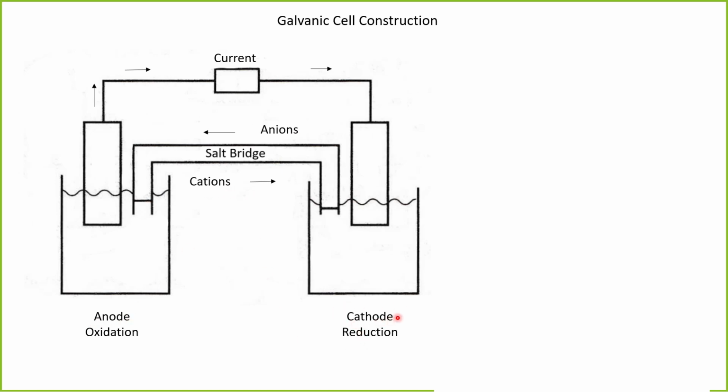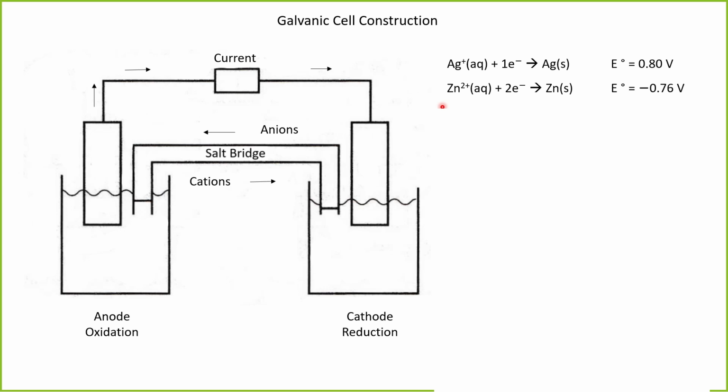Your electrodes on each side may be made of a metal like platinum, or they might be made of the metal undergoing a reaction. Now let's take a look at a specific galvanic cell. Let's create a galvanic cell with silver and zinc. Here are our standard reduction potentials for both silver and zinc.